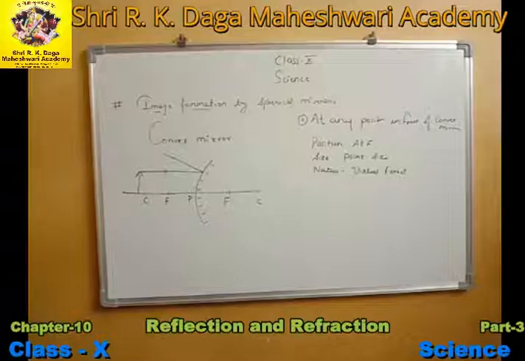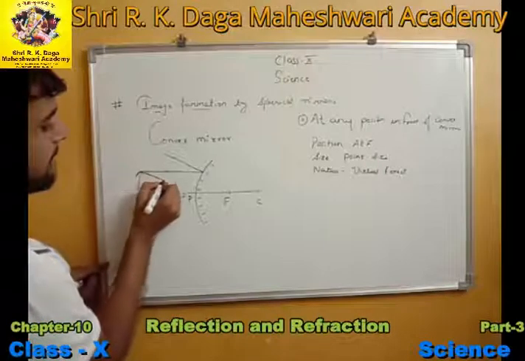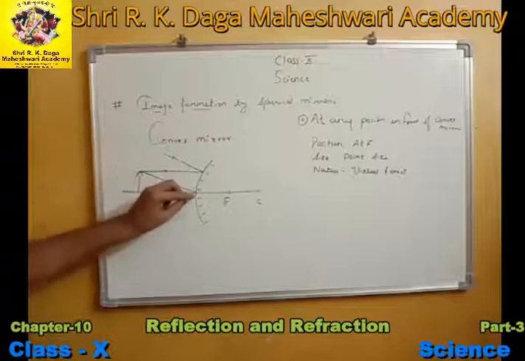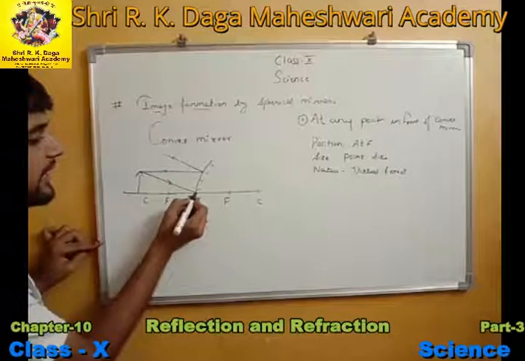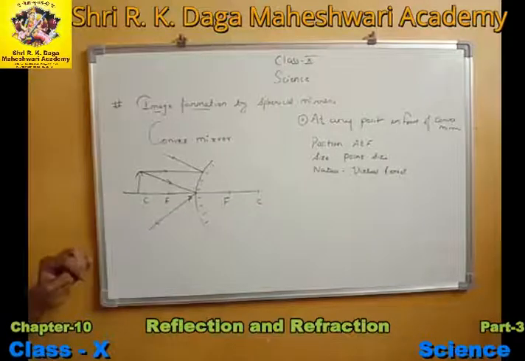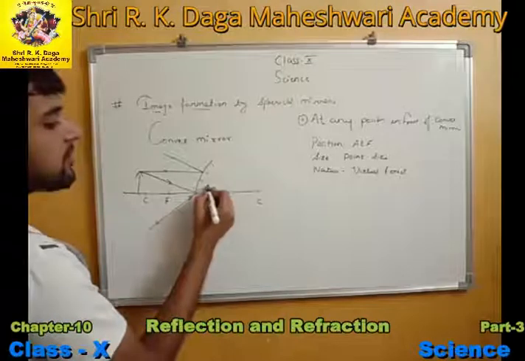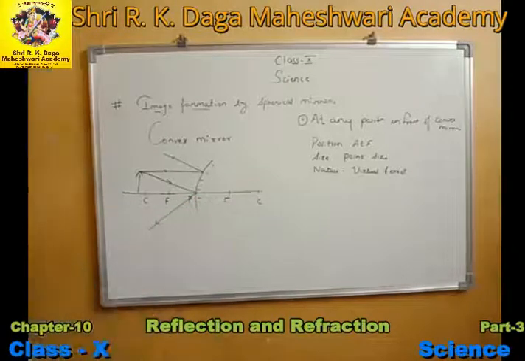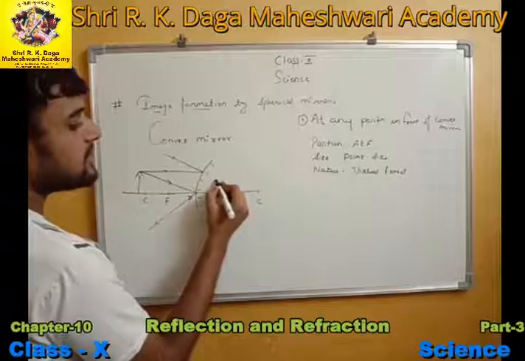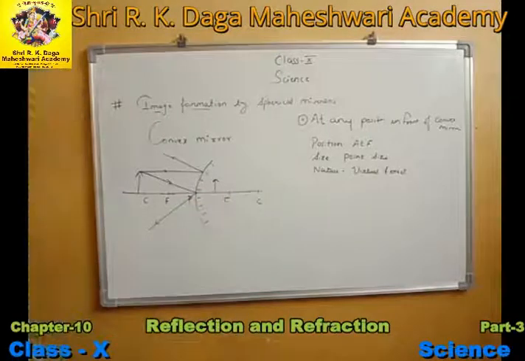Now, another ray will incident through pole, and we know that the ray which incident through pole will get reflected such that the angle of incidence is equal to angle of reflection, right? On extending back this ray also, here at this point I will get the two reflected rays meet each other, and so here at this point I will get the image.